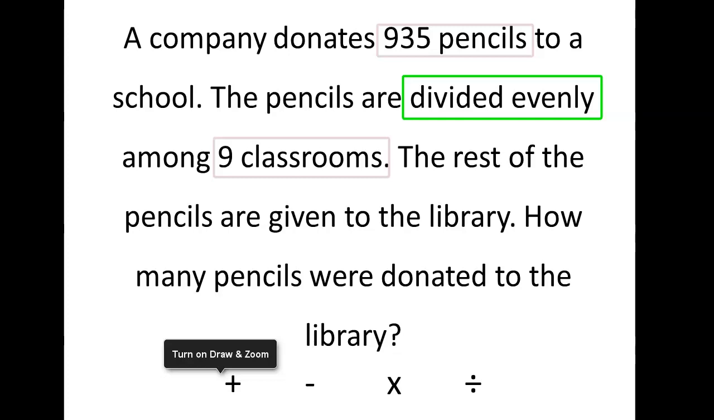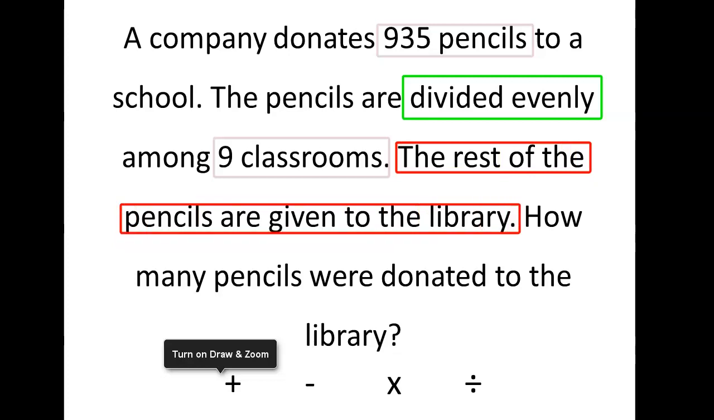Another part that I found was pretty important that helps us really hone in on what it is that we're solving for is the rest of the pencils are going to be given to the library. Okay, so that helps us know that maybe that 935 in those 9 classrooms are probably not going to go in evenly. So we might have some pencils that were left over.